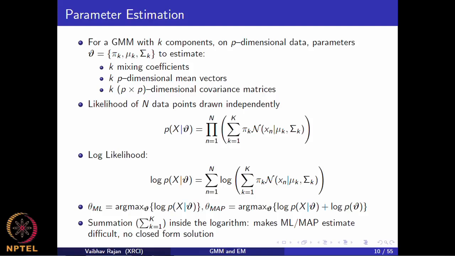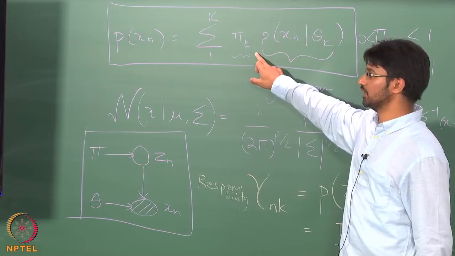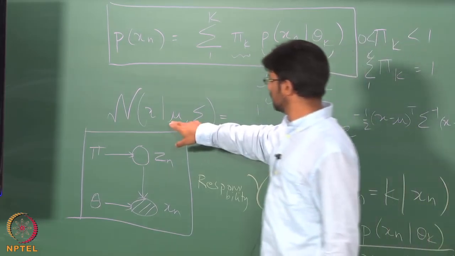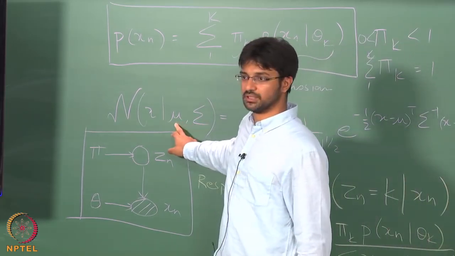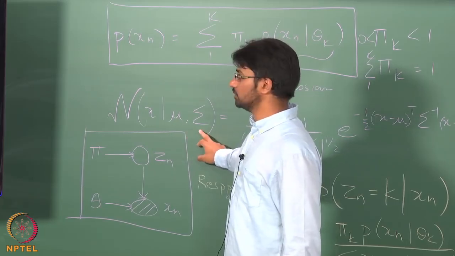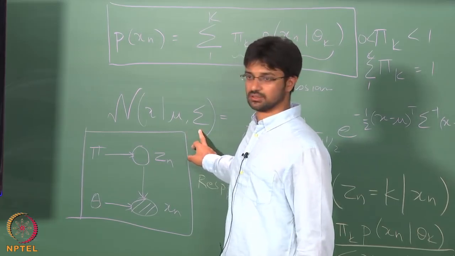Now suppose you are given data, you want to fit a Gaussian mixture model to it to either infer the clusters or to just fit the density. For either case you need to estimate the parameters. And what are the parameters? If you have p dimensional data and k components, for the Gaussians we need to find out the k mixing coefficients, we need to find out the mean vectors which are p dimensional, and we need to infer the covariance matrices, right.